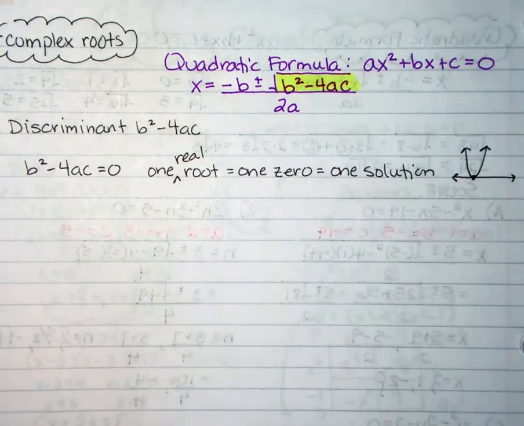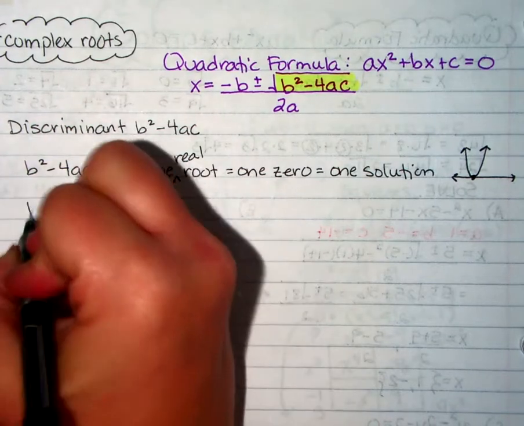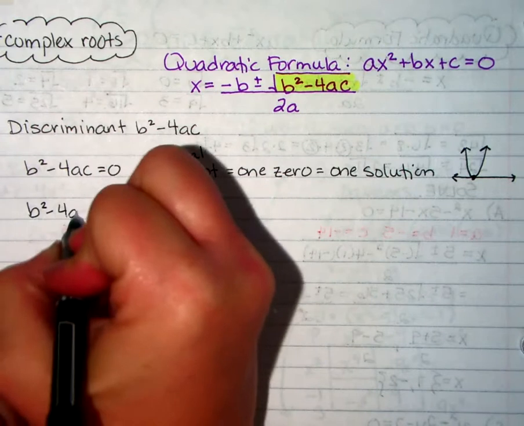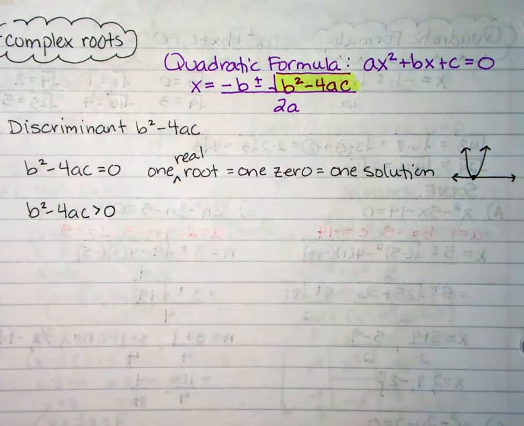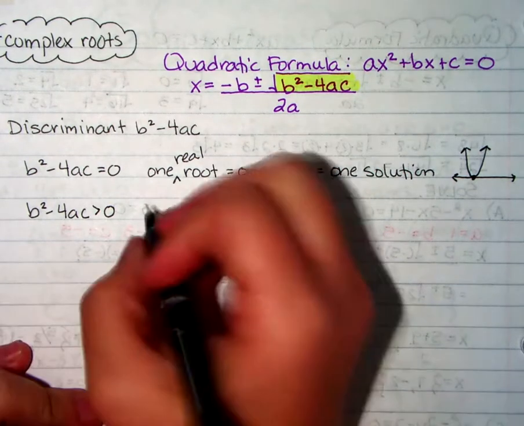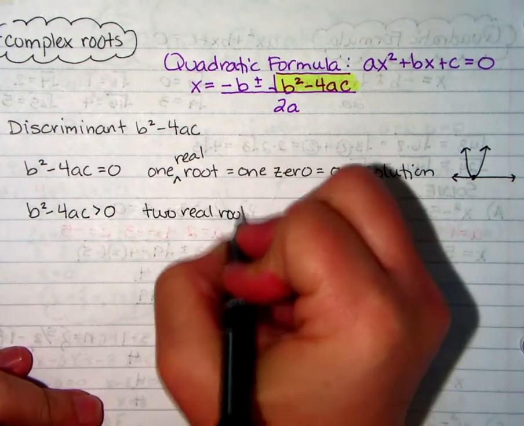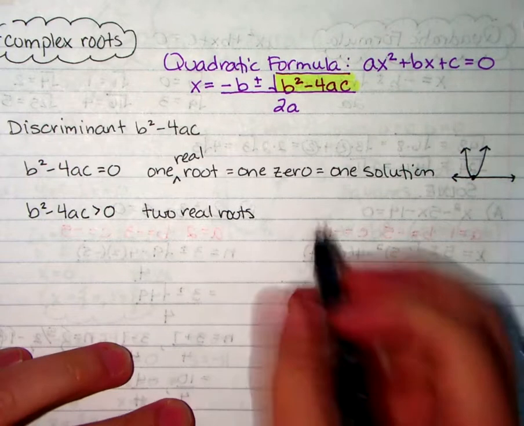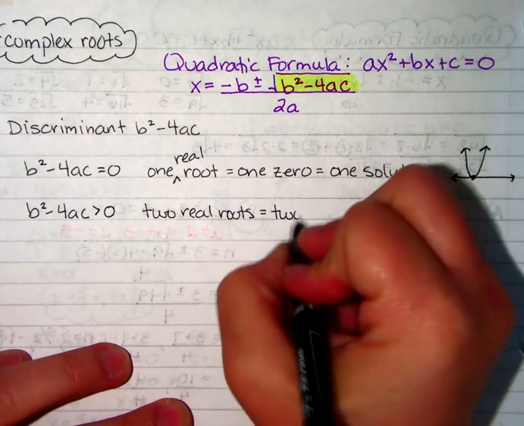Now, if I look at the value of the discriminant and I get a positive value, the way we write a positive value is we say it's greater than 0. It doesn't matter what the positive value is. It could be 1, 2, 37. What this means is that we have 2 real roots. Again, if I look at what that also means in terms of what I wrote earlier, that means that I have 2 zeros or 2 solutions.